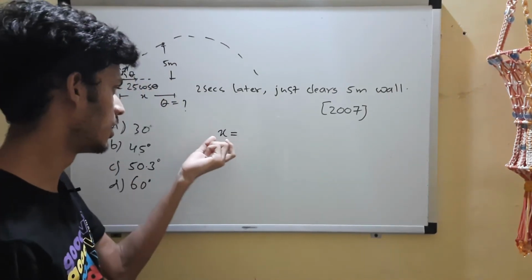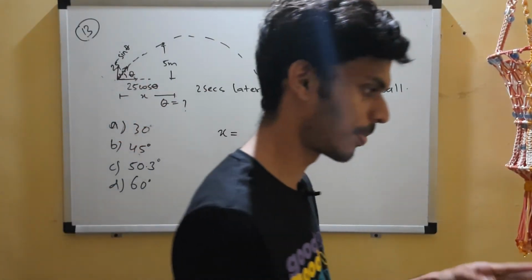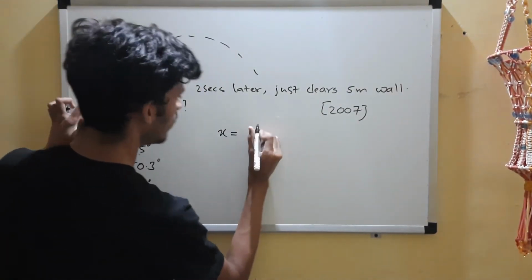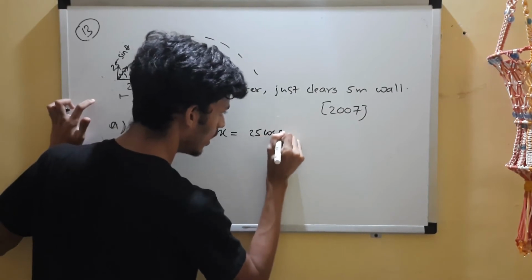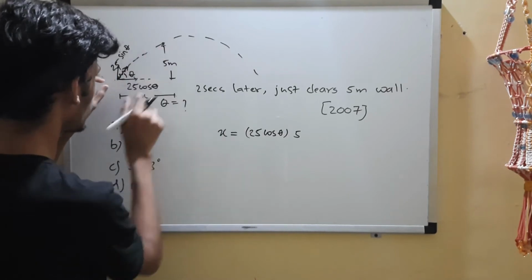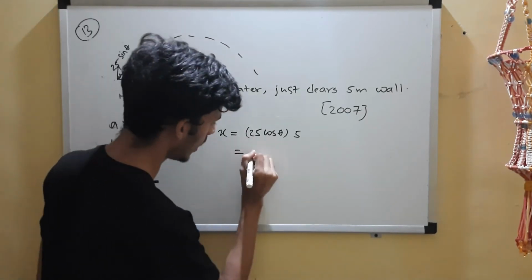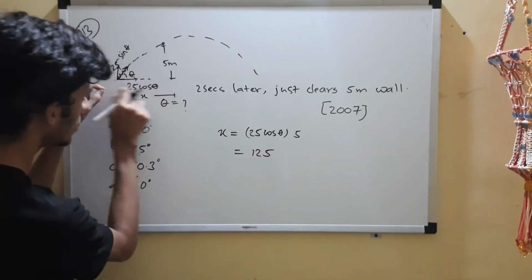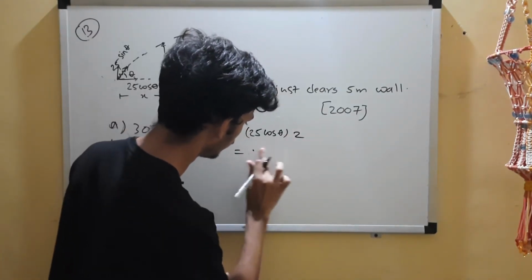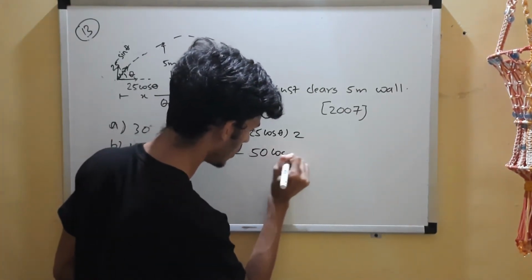X will be distance is equal to speed into time, because here you can see that along the x-axis there is no acceleration, right? So the velocity remains same. So you can use distance is equal to speed, which is 25 cos theta, into time. Of course it travels in y too during that time, but it takes 2 seconds to cover this distance in x. Okay, so that will be 50 cos theta.